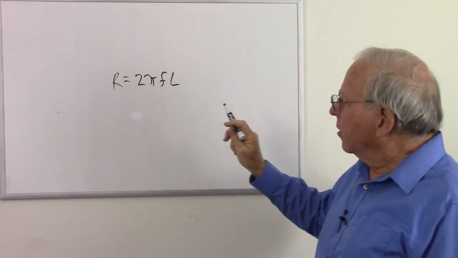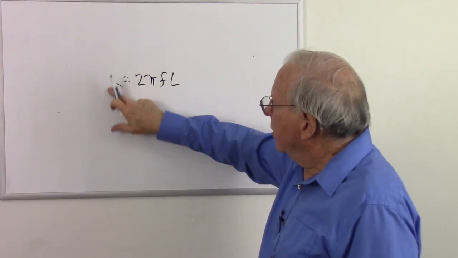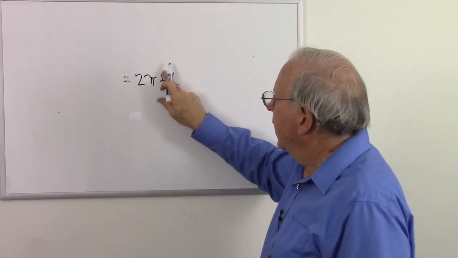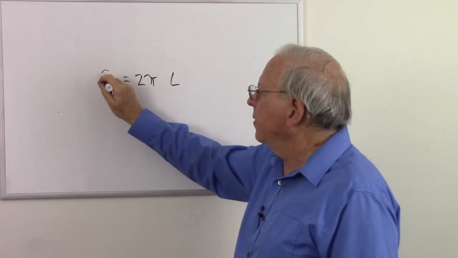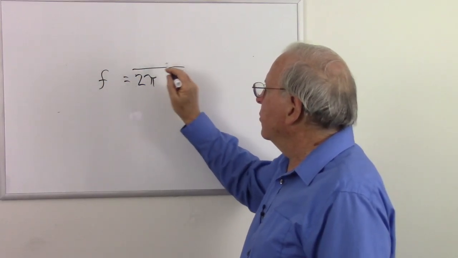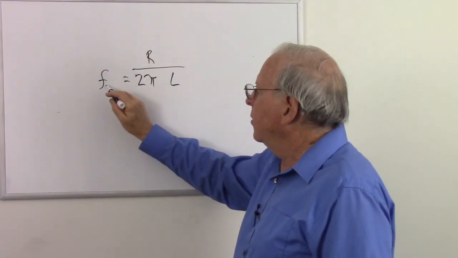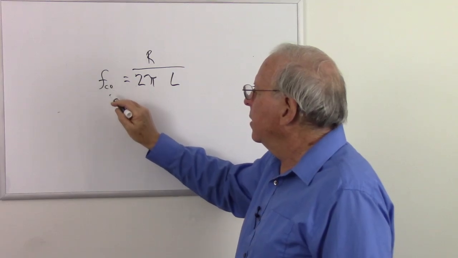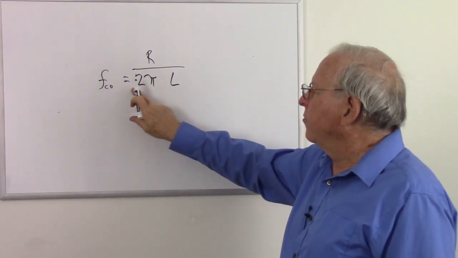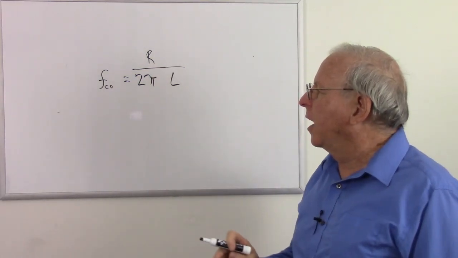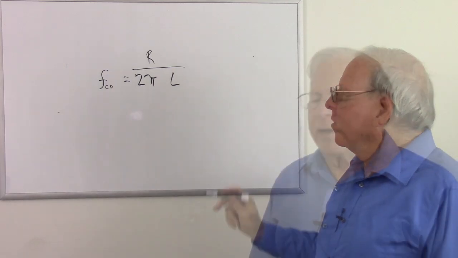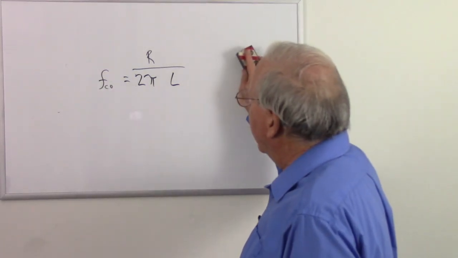And if we apply a little algebra to that, we know we can take this R out and swap in the F over here. But then the R has to go on top. So our cutoff frequency is equal to R over 2 pi L. So now we've looked at low pass and high pass filters.